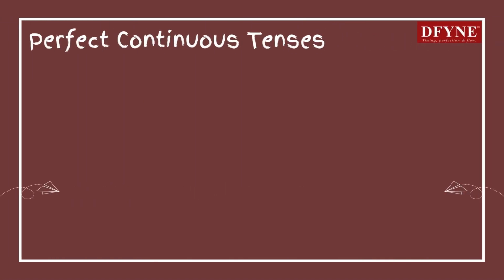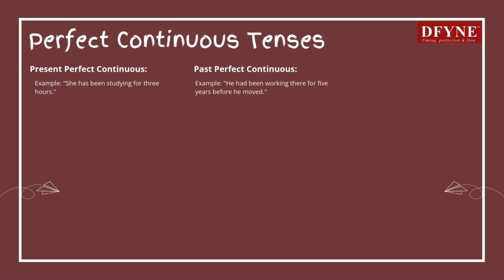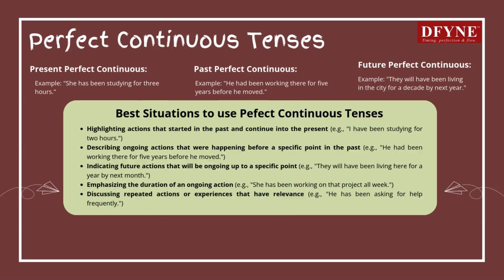Perfect continuous tense. By combining time, duration, and continuity, perfect continuous tenses allow speakers to create vivid pictures of actions and their effects over time, adding depth and nuance to communication. The situations for the best use of this tense are shown here.